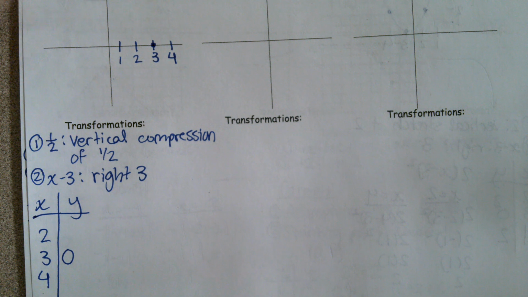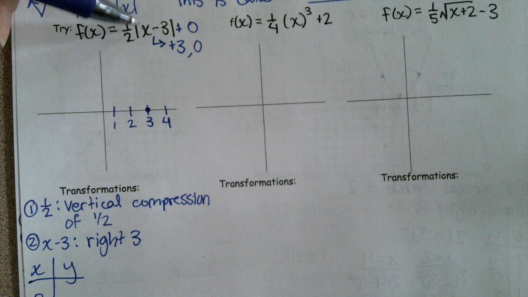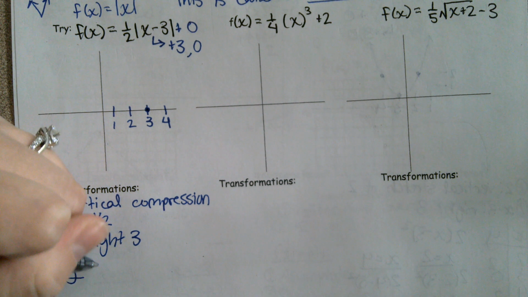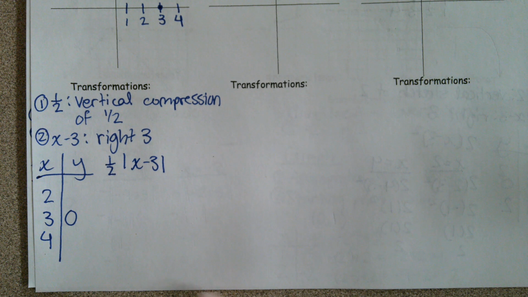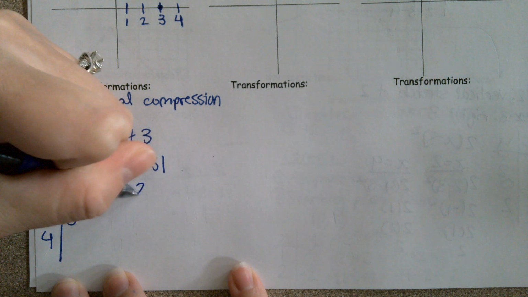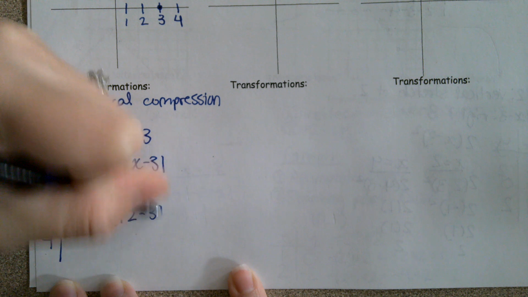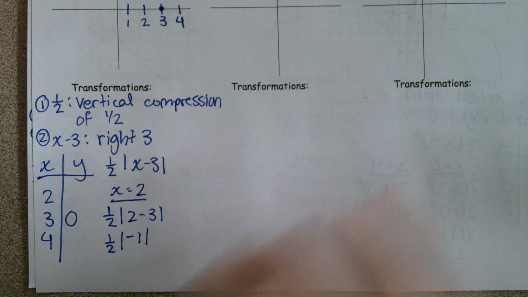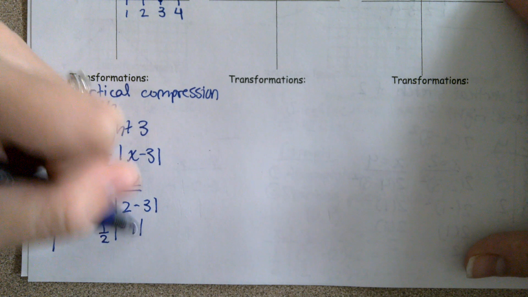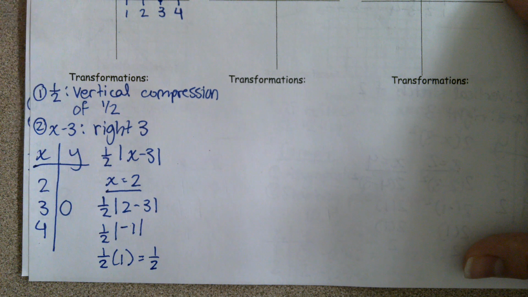Now all we have to do is plug these into our equation. So we have f of x equals 1/2, absolute value x minus 3. Now we're going to plug those in. When x equals 2, we have a 1/2 times the absolute value of 2 minus 3. 2 minus 3 is negative 1. Absolute value of negative 1 is 1. So we have 1/2 times 1, which is just 1/2.